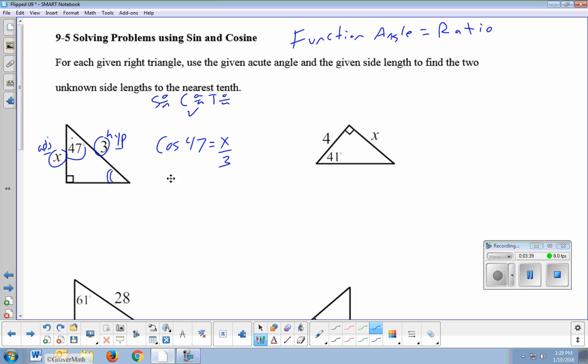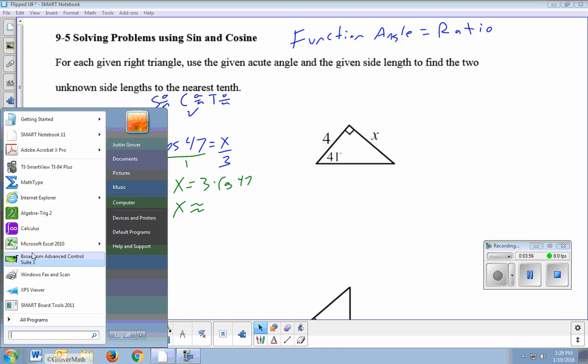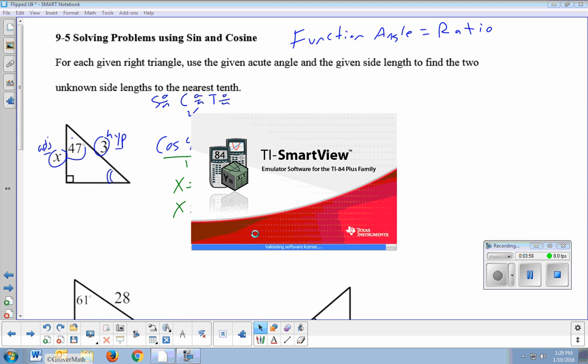Then to solve this for x, we cross multiply. We can put this over 1. X times 1 is x. 3 times cos 47, and this is where our calculator is going to come in. We're going to round to the nearest tenth. And I'm going to type that in exactly as I see it. I'm sorry, I thought my calculator was open here.